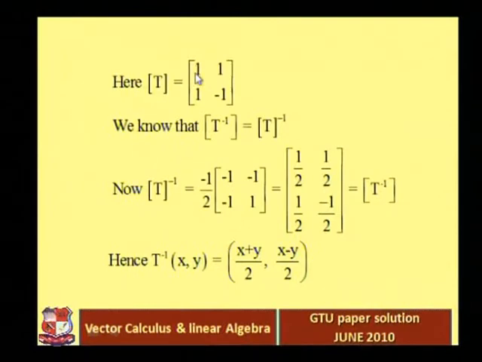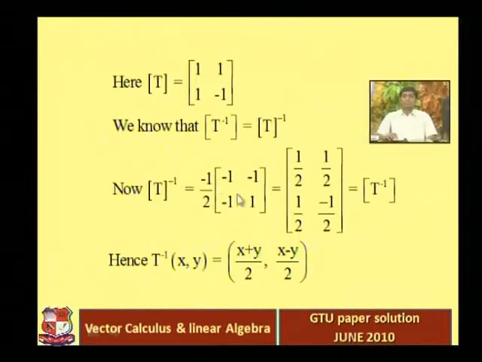What is the determinant? 1 into minus 1 minus 1 into 1, so minus 1 minus 1, that is minus 2. So minus 1 by 2, and this is a matrix. Now what is the adjoint of this matrix? You just have to interchange these two elements, minus 1 and 1, and change the sign of the other diagonal.